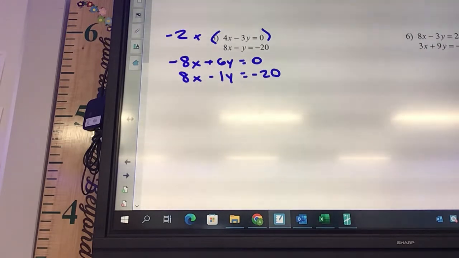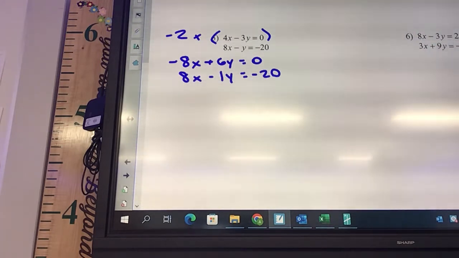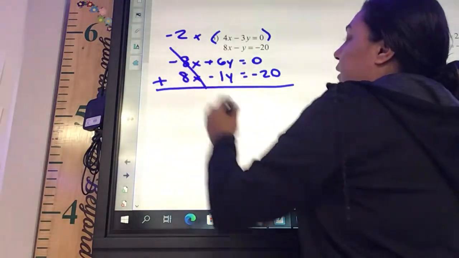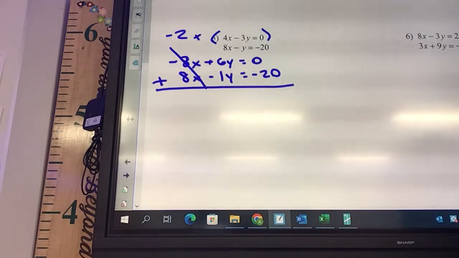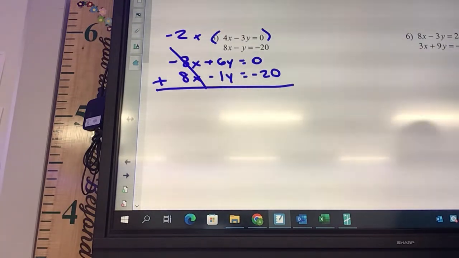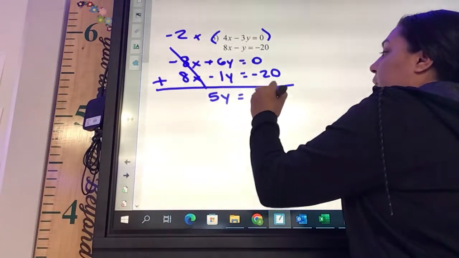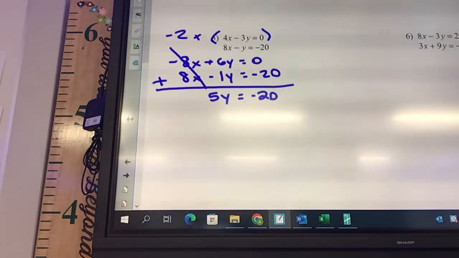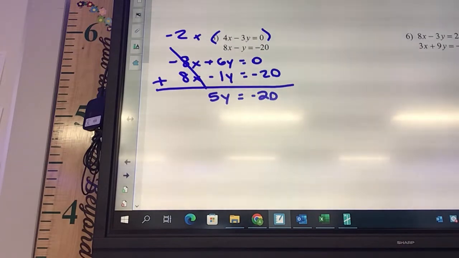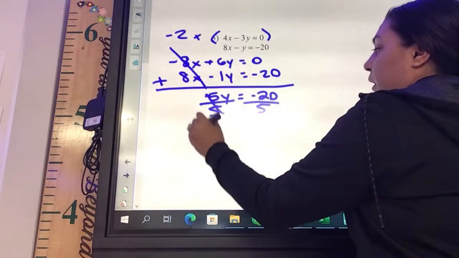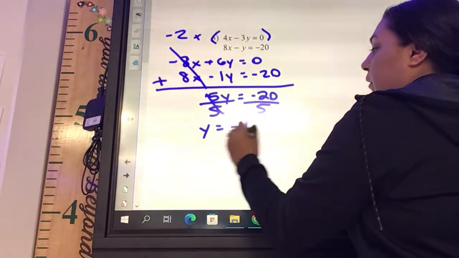Okay, and now we have both numbers and their opposite signs, so we can add these together. Our x's are going to cancel. Positive 6 plus negative 1. It's going to be 5y equals negative 20. Okay, and then what? Divide by 5. I'm going to get y equals negative 4.